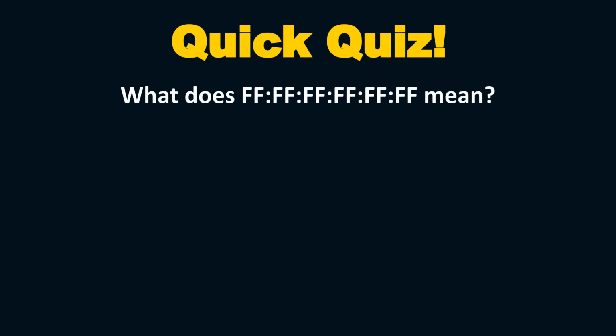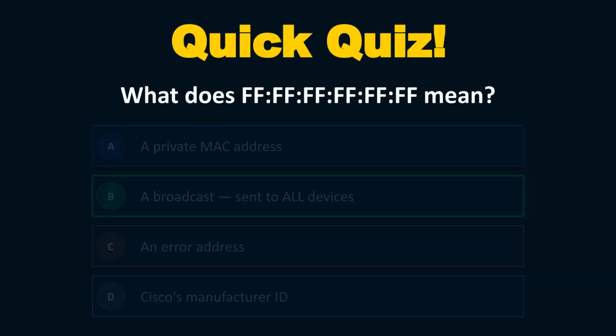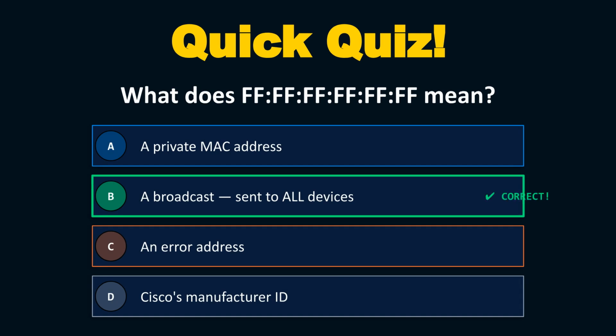What does FF:FF:FF:FF:FF:FF mean? This MAC address represents a broadcast, which is sent to all devices on the local network.